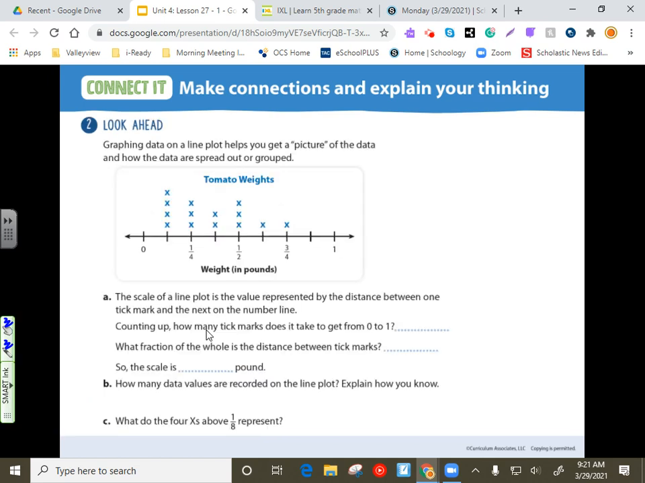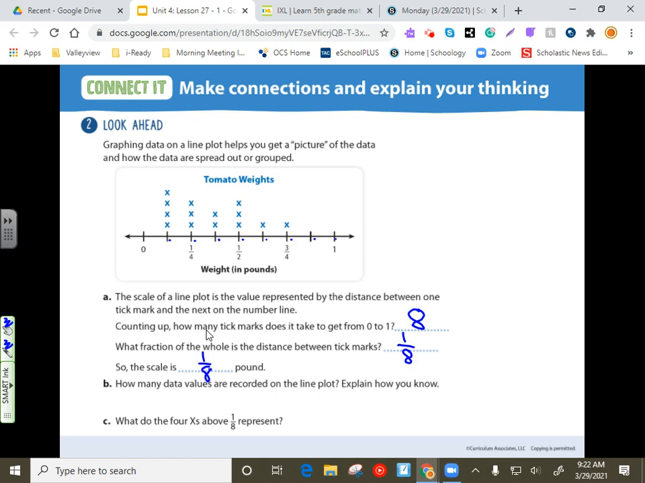Question 2, graphing data on a line plot helps you get a picture of the data and how the data are spread out or grouped. The scale of a line plot is the value represented by the distance between one tick mark and the next on the number line. Counting up, how many tick marks does it take to get from 0 to 1? So this is 1, 2, 3, 4, 5, 6, 7, 8. That gives us 8 tick marks because we start at 0. What fraction of the whole is the distance between the tick marks? I know that it's 1/8 between them. So the scale is 1/8 pound.